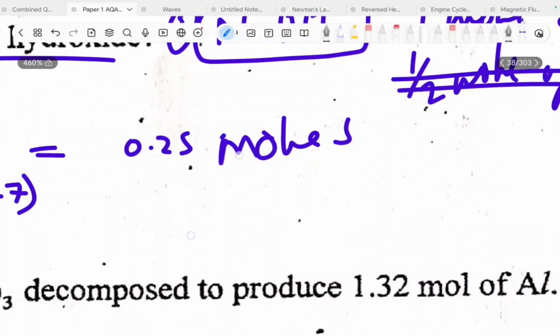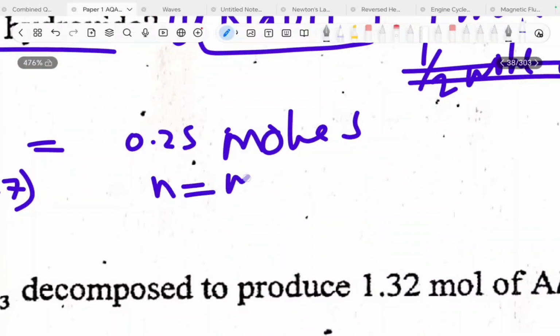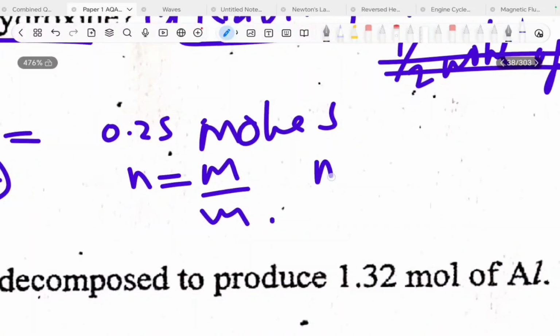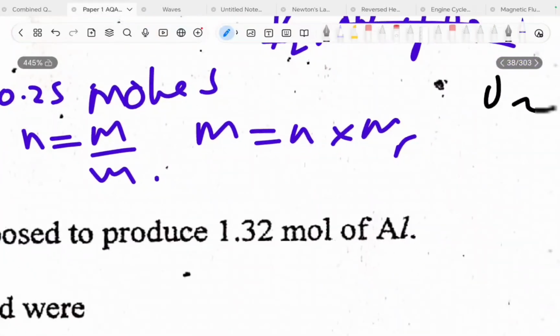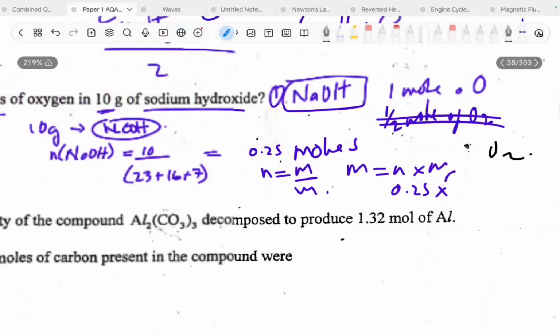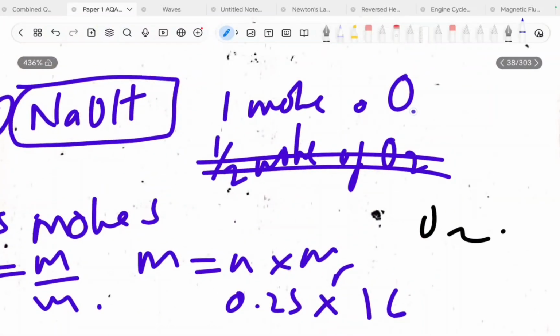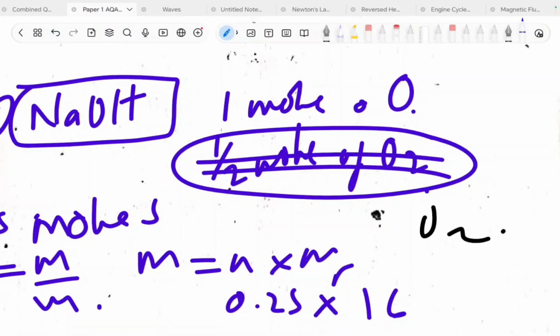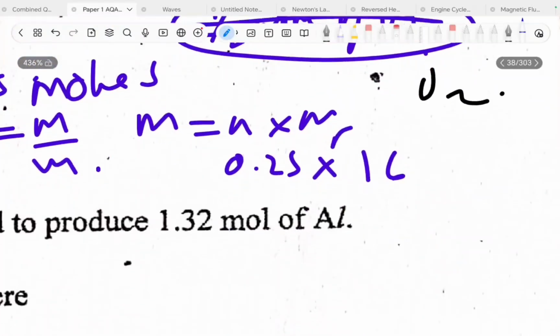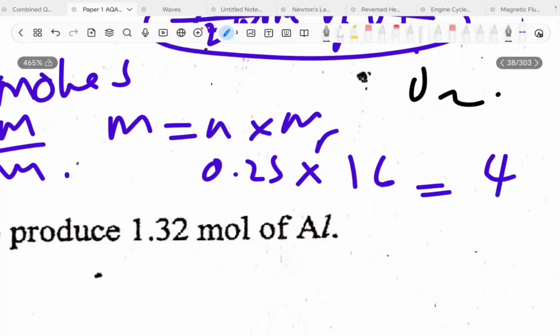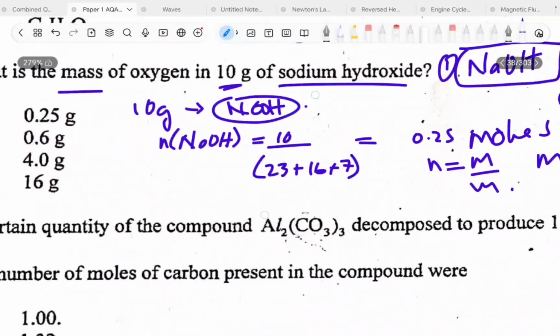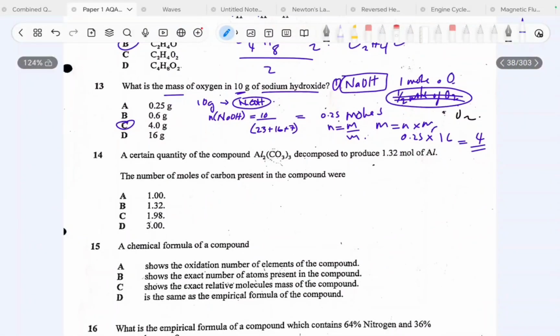So to find the mass, we use the formula n is equal to mass over Mr. Therefore, if you want the mass, mass is equal to n times Mr. That's going to be 0.25 times 16. The reason we're using 16 instead of 32 is because I said O, I didn't say O2. If I'd said O2, you'd have used 32, but I said O, so we have to use 16. And once you multiply this, you get your answer as 4. It's quite simple, really.